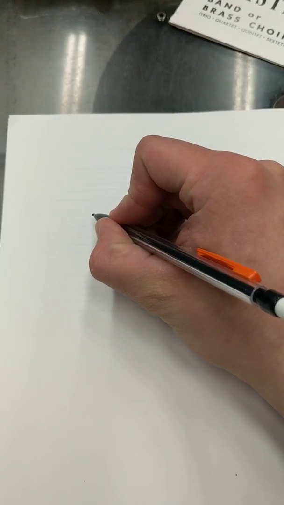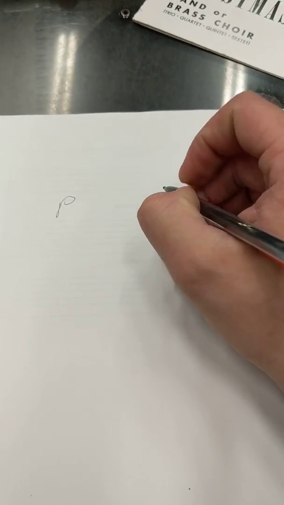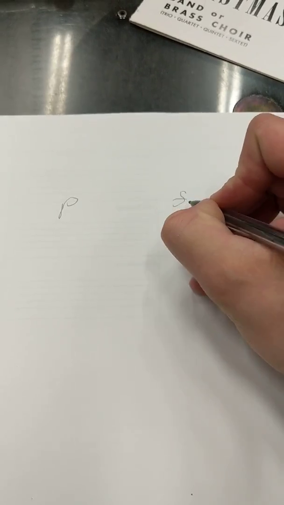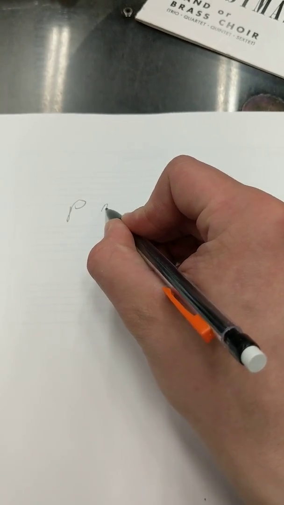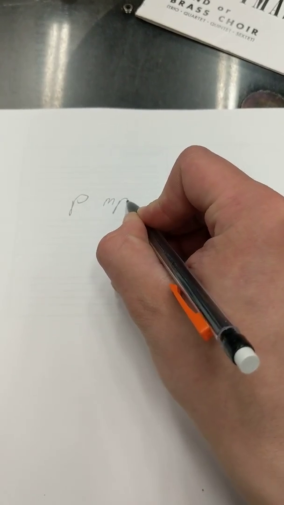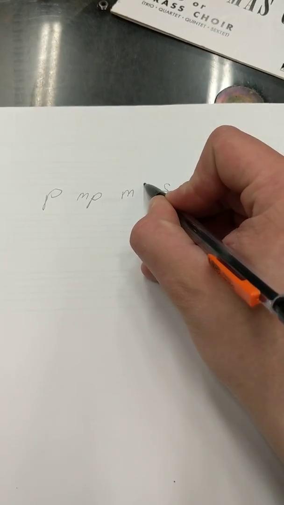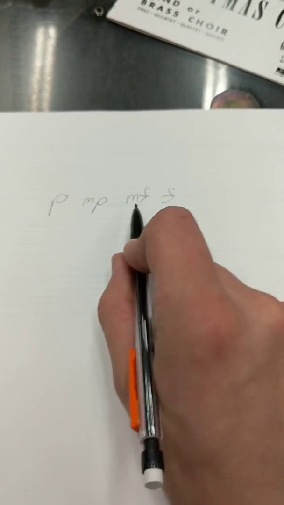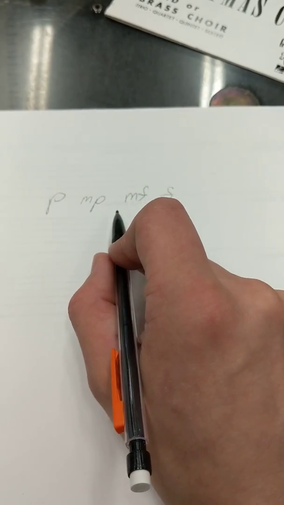There are two main dynamics. There is piano, which means soft, and then there is forte, which means loud. There are two things that we can do to these dynamics. We can add an M to it, which means mezzo. So we can make mezzo piano, or we can make mezzo forte, right? So what the mezzo does, what this M does, is it makes the dynamic more medium.